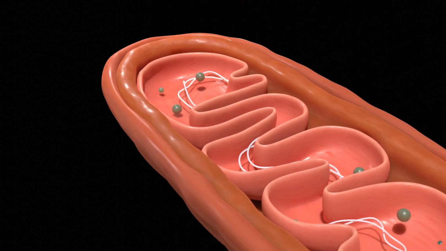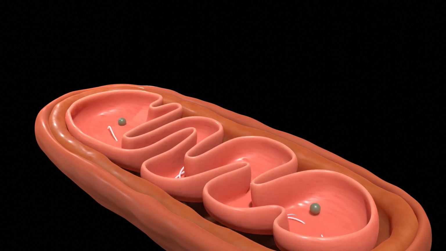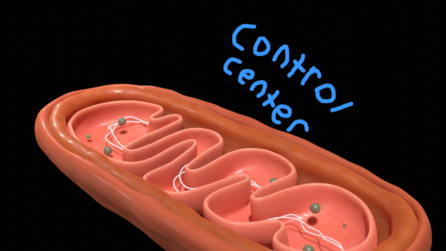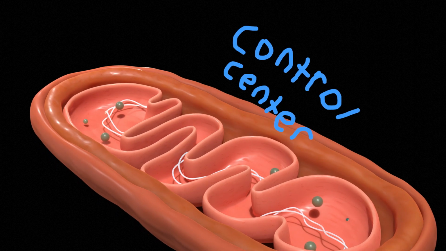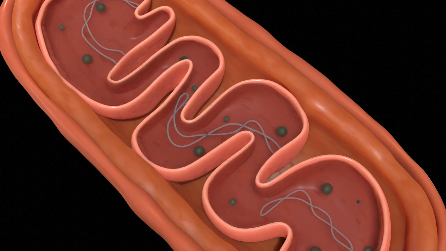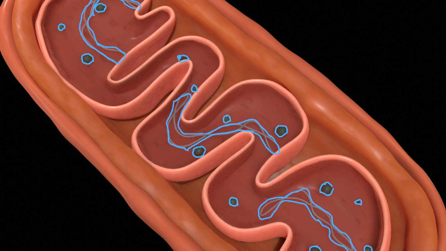Now, the space in between is where the protons go after they're pumped through by the inner membrane. It controls cellular respiration and is a main coordinator of the whole organelle. The matrix area, in between the inner membrane, holds the mitochondrial DNA and ribosomes and many enzymes that help produce ATP.